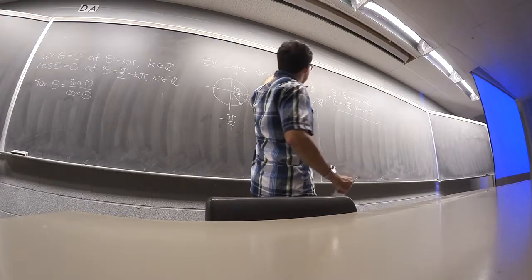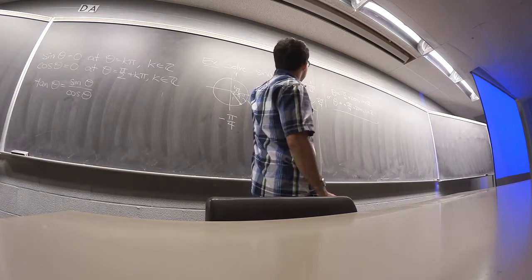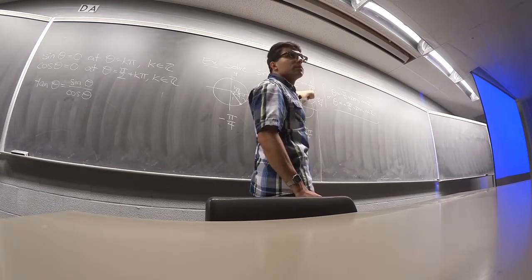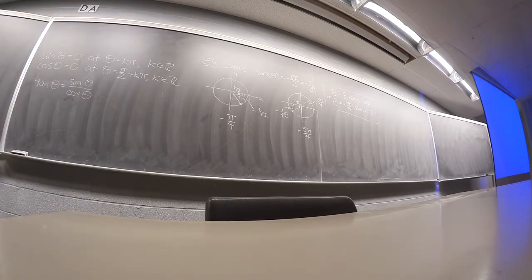Divide everything by square root 2. Divide that by square root 2, you get 1. Divide that by square root 2, you get root 2. Does that make sense? Okay, your job is to find all the solutions in a period, and then extend to all periods. Does that make sense?